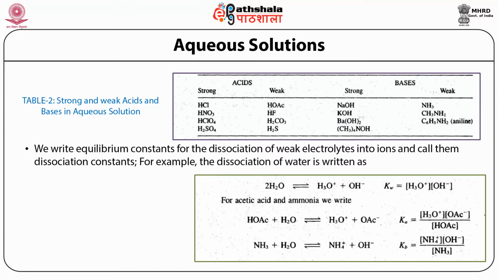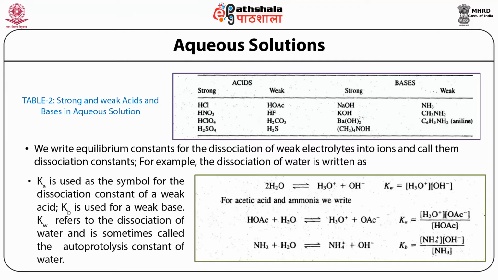For acetic acid and ammonia, we can write HOAc plus H2O in equilibrium with hydronium ion and acetate ion, and Ka is written as hydronium ion concentration times acetate ion concentration divided by acetic acid concentration. Then ammonia reacts with water and forms the ammonium ion and hydroxide ion. It is represented as Kb equals NH4+ concentration times OH- concentration divided by NH3 concentration.